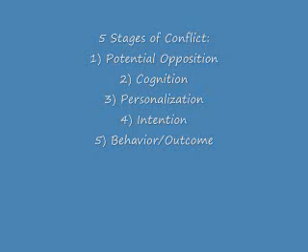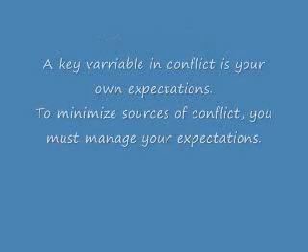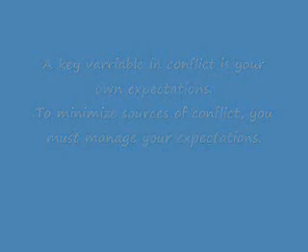Generally, these center around communication, structure, and personal variables. One key variable is that of your own expectations. If you expect to see black but are presented with pink, you have conflict. Therefore, managing your expectation can lead you to have less conflict.